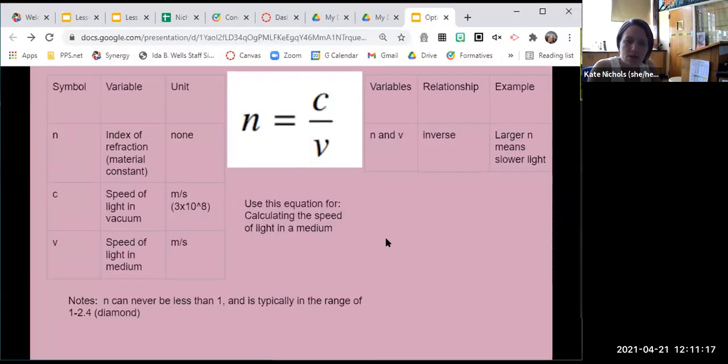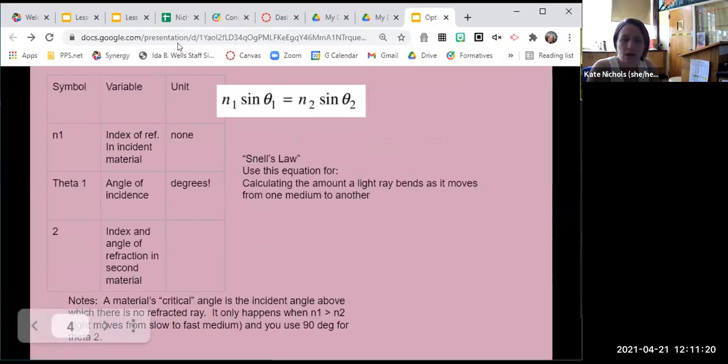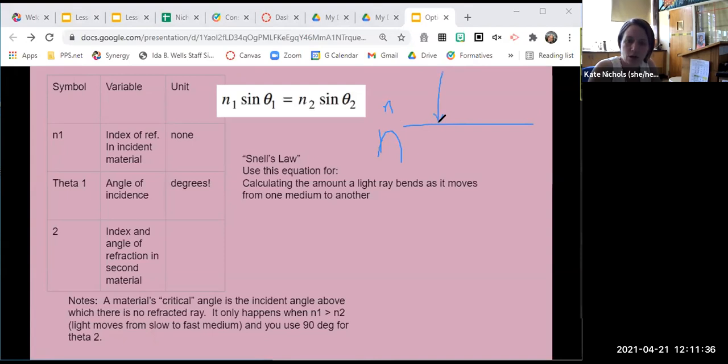All right, so we use Snell's law for calculating how much a light ray bends as it moves from one medium to another. So whenever you have two different media, we know that the speed of light is going to be different speeds in those media. If the light ray goes straight into the medium boundary, it's going to go straight through, but it's going to speed up or slow down. In this case, we're going to slow down as we get into a bigger value of n. But if that light ray hits the medium boundary at an angle, then that light ray is actually going to bend. That is known as refraction.